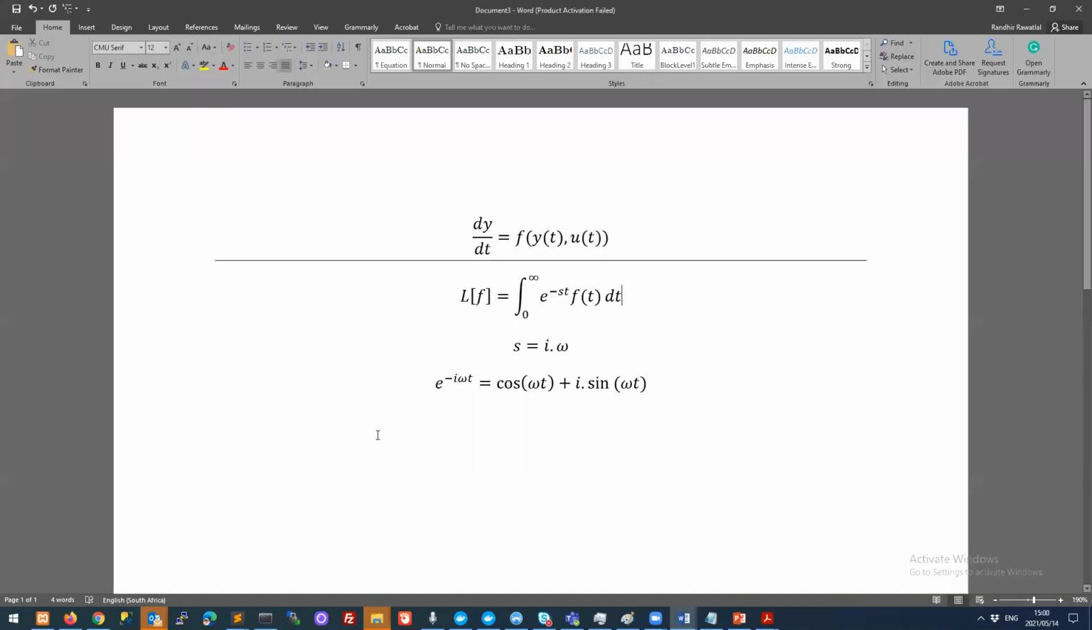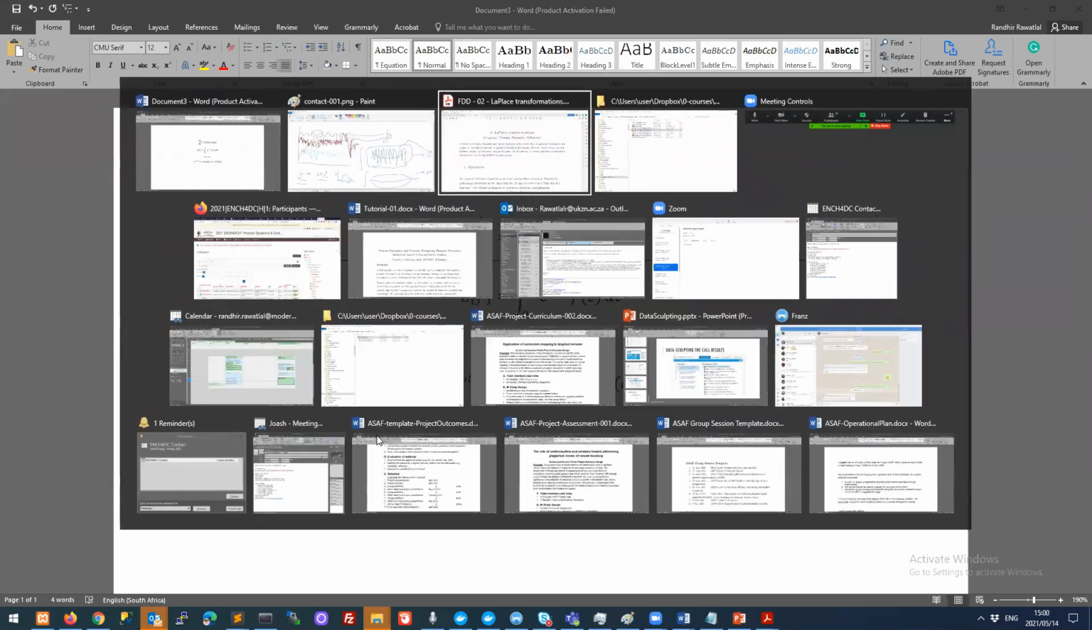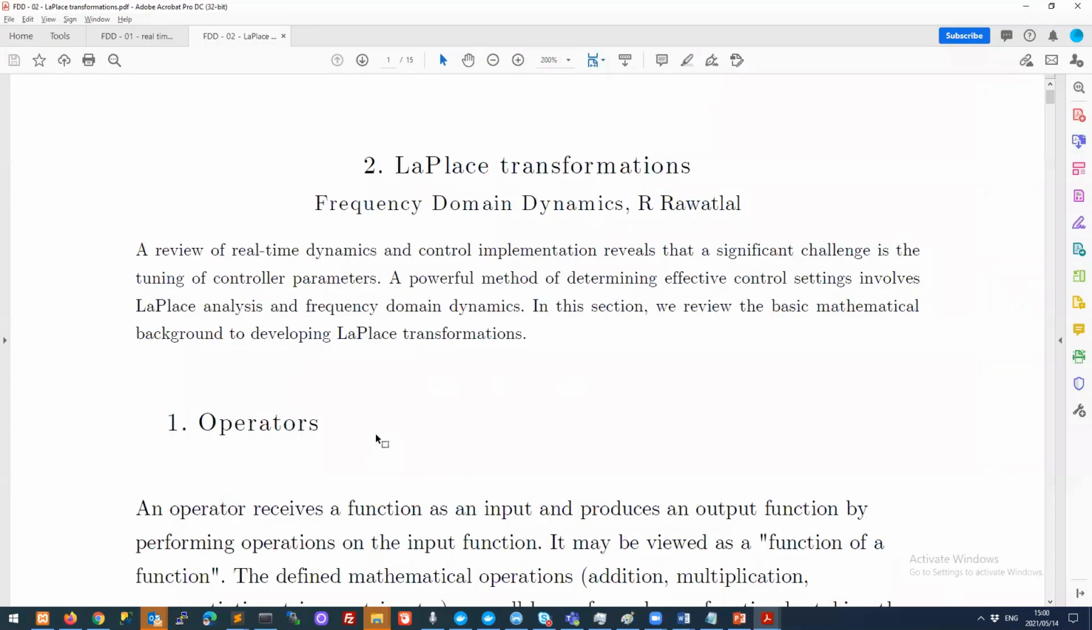Is that clear? Any questions or comments on that? Okay, so Laplace transformations, and this is basic stuff, but we'll do a quick revision of this.